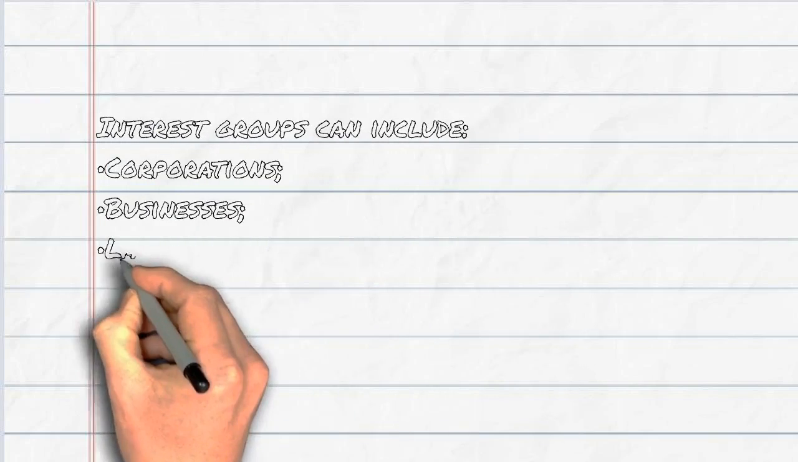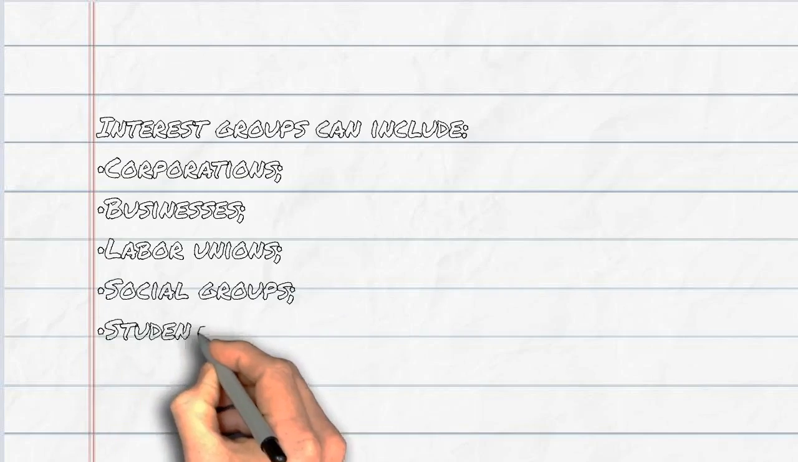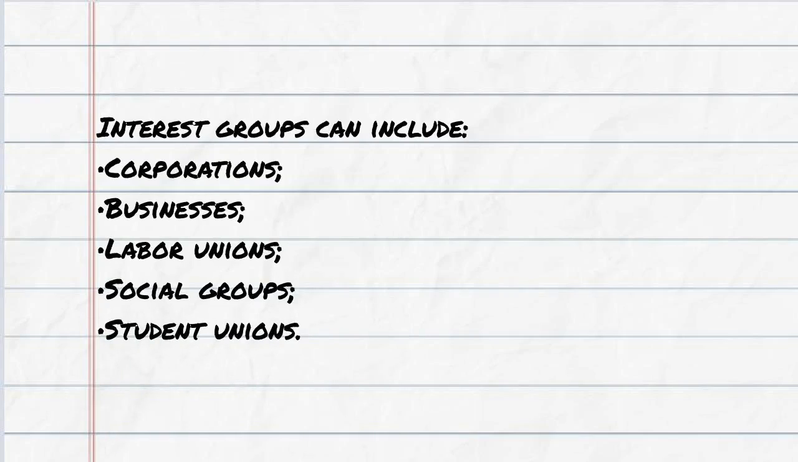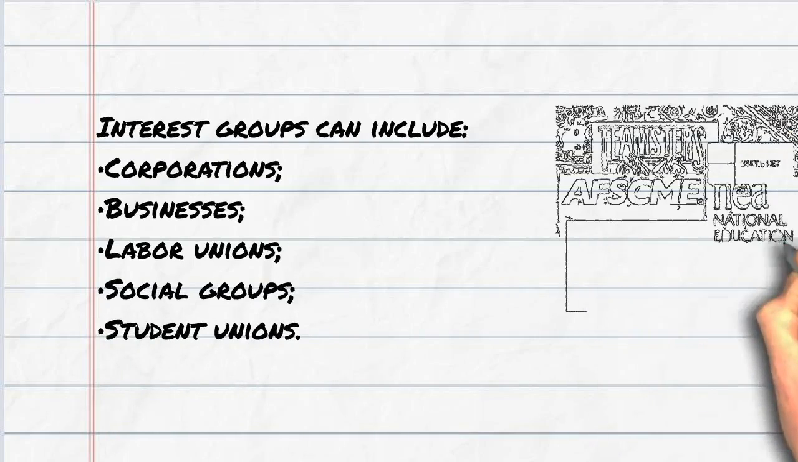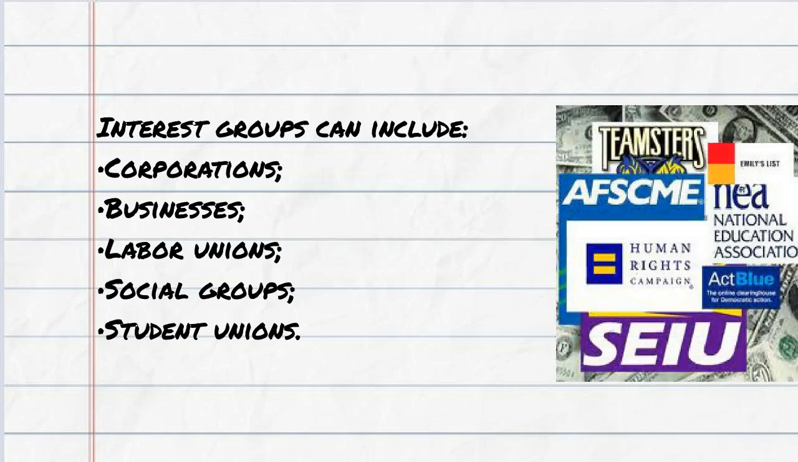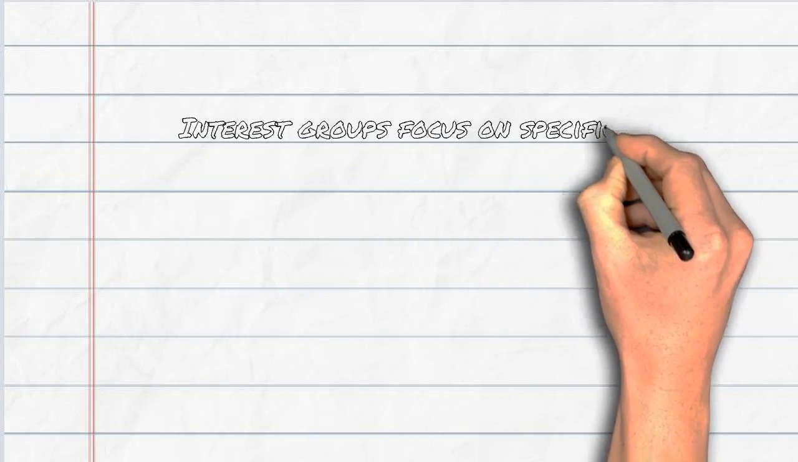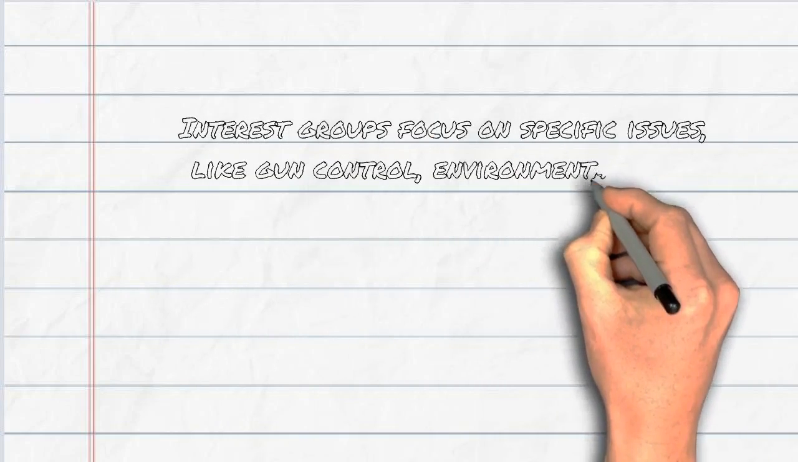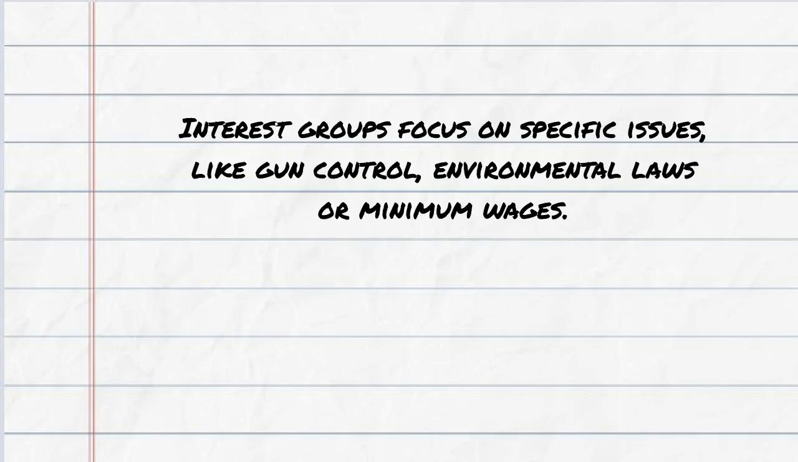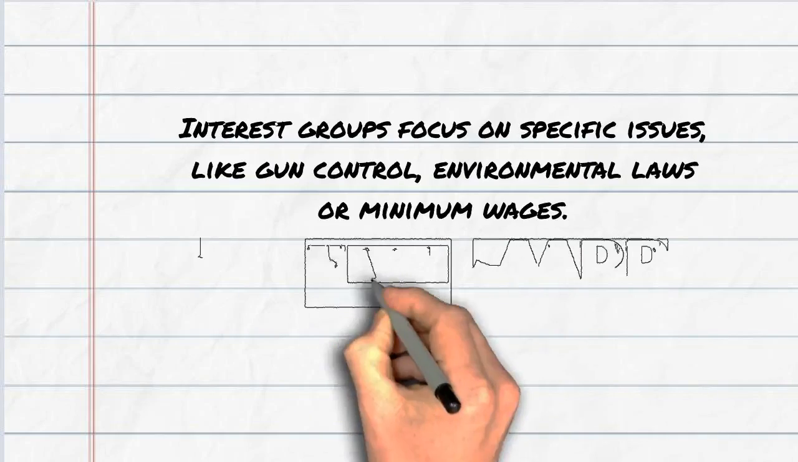They can include corporations, businesses, labor unions, social groups, and student unions. Interest groups focus on specific issues like gun control, environmental laws, or minimum wages.